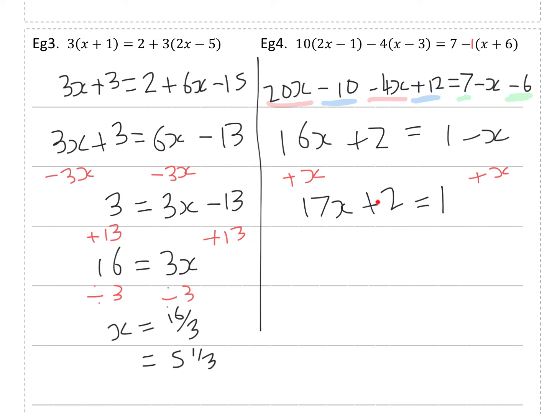We then want to get rid of this 2. So we subtract 2 from both sides. And that gives 17x equals -1. And then we finish off by always dividing by the number of x's. So we end up with quite an awkward number here. We get x is -1/17.